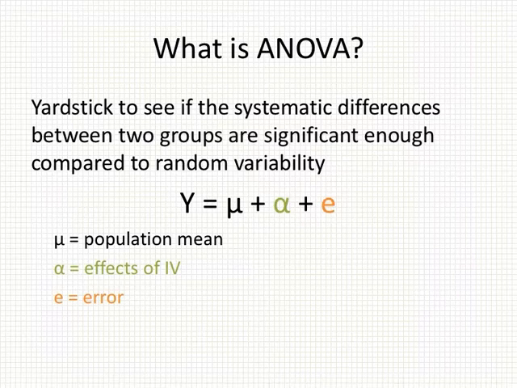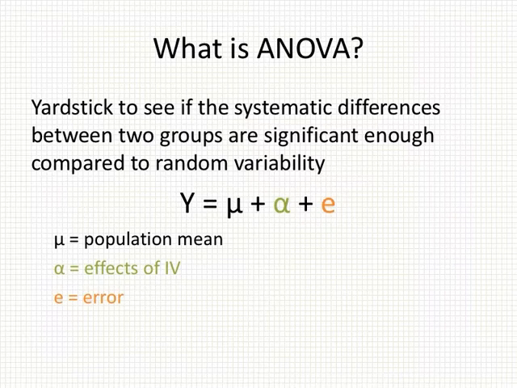So this is how the textbook defines ANOVA. It's a yardstick to see if the systematic differences between two groups are significant enough compared to random variability. Clear, or not sure what it means? Okay, not so sure, I wouldn't know either. Okay, so this is how we're going to break it down.